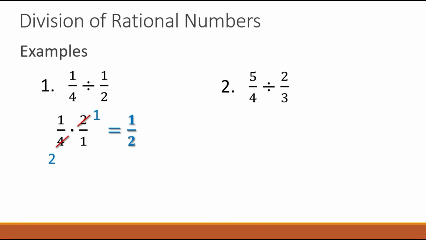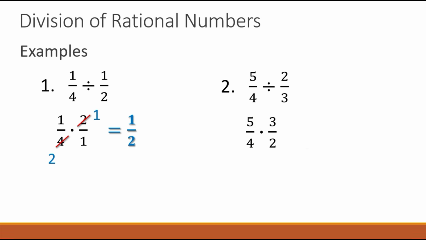Second example, we have 5 over 4 divided by 2/3. First, get the reciprocal of our divisor and proceed to multiplication. So, 5 over 4 divided by 2/3 is equivalent to 5 over 4 times 3 over 2. Next, look for numbers that can be cancelled. For 5 and 2, we don't have a common factor other than 1. For 4 and 3, we don't have also a common factor. So, we can now perform multiplication.